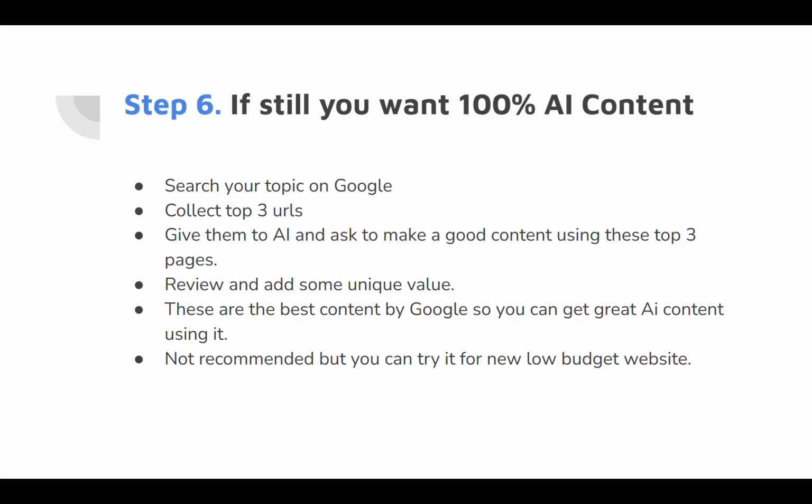If you still want 100% AI content, I want to share one tip. Search your topic on Google, collect the top 3 URLs, give them to AI, and ask it to make good content using these 3 pages. Review and add some unique value. These are the best content by Google, so you can get great AI content using it. Not recommended, but you can try it for new or low budget websites.